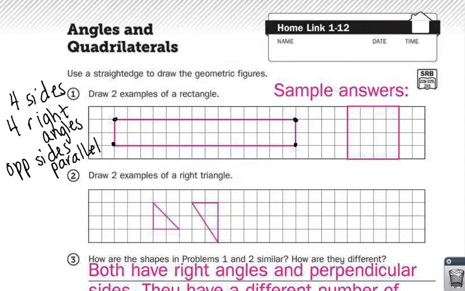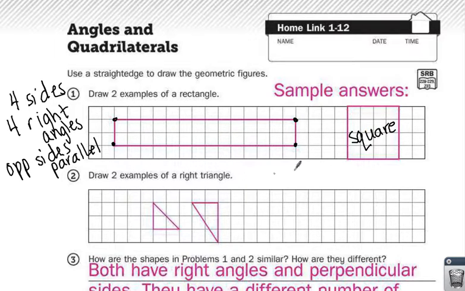So you can see two examples of rectangles here. Now this particular rectangle is actually a square. A square has the same properties of a rectangle, and it also says that all four sides have to be the same length. So a square is a rectangle, but not all rectangles are squares. You could have had different shapes drawn here as long as they fit the property rules for a rectangle.